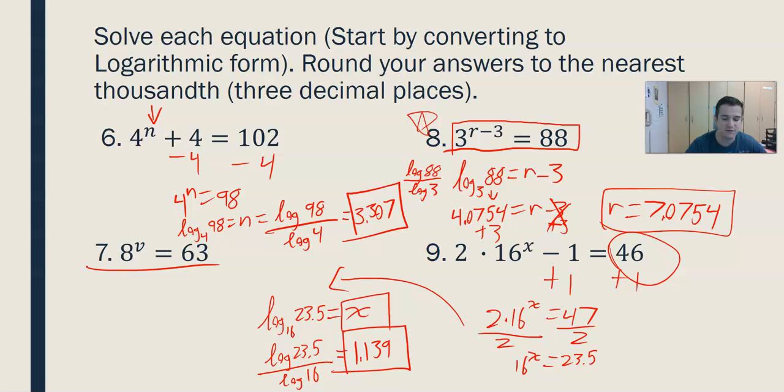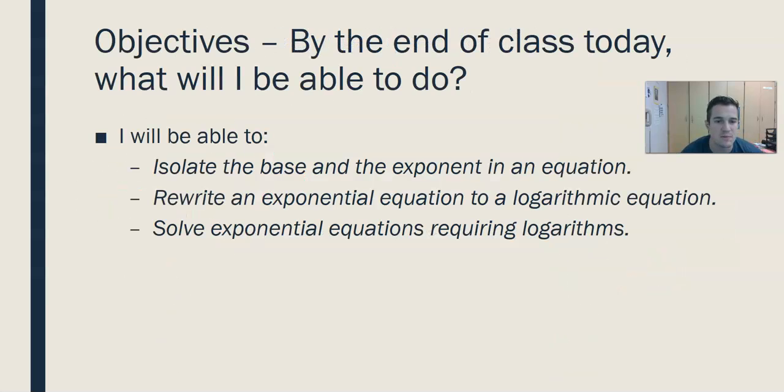So that's what I've got for you. That's what I want you to be able to do. If I reflect back to my objectives here, I hope you're now able to realize that if you have an exponent that's a variable, you're able to use logarithms to isolate the base and the exponent in an equation, rewrite an exponential equation as a logarithmic equation, and then solve those equations using what we know about changing the base of logarithms. So that's what I want you to be able to understand.